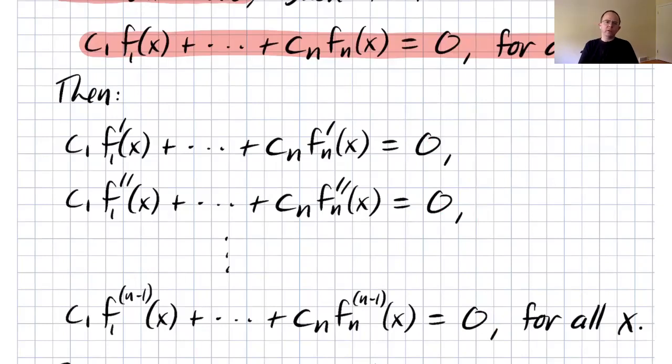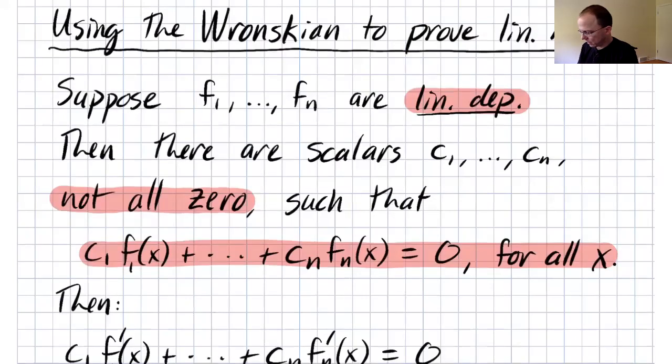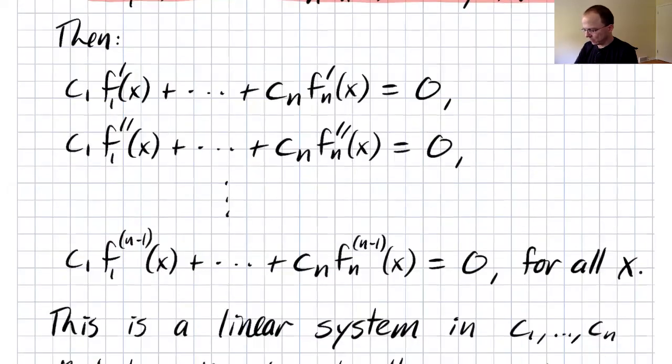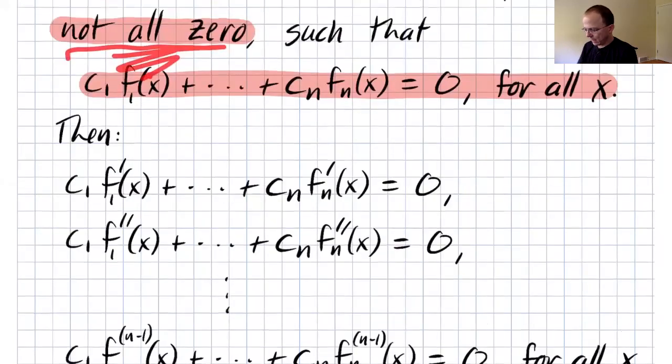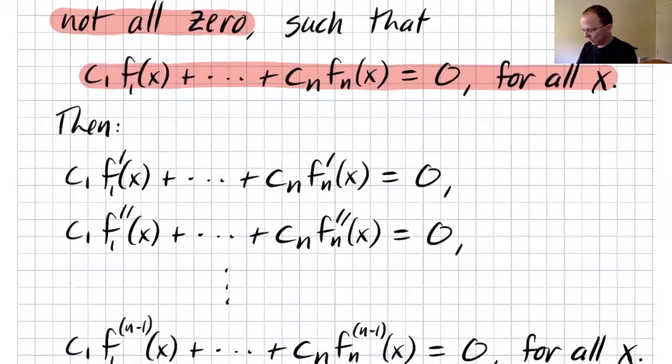Okay, so what does this mean? Here we have n linear equations in the C1 up to Cn. So C1 up to Cn are kind of like our unknowns, and we have n linear equations for these. And we know that there are scalars C1 up to Cn that are not all 0. So that means we actually have a solution to this set of equations that is not all 0. And what does that mean?